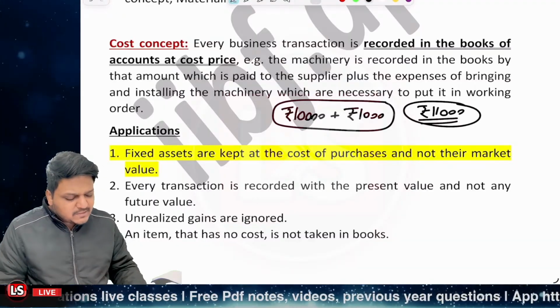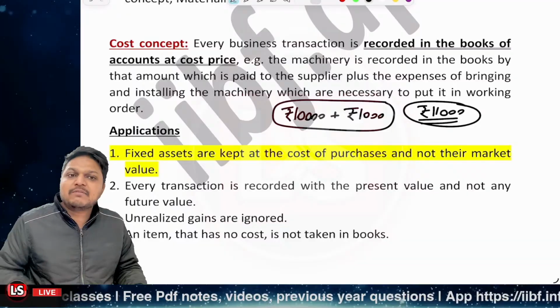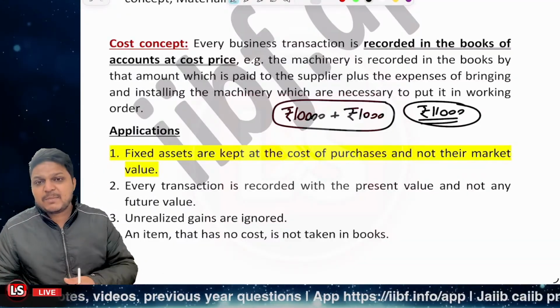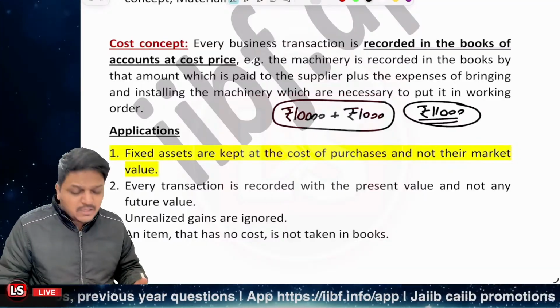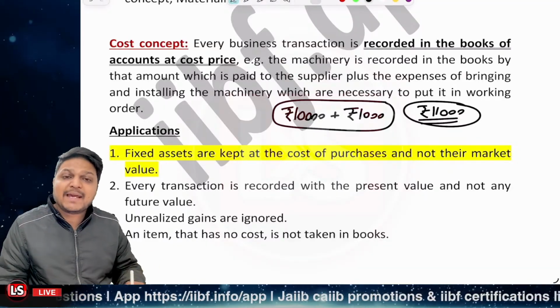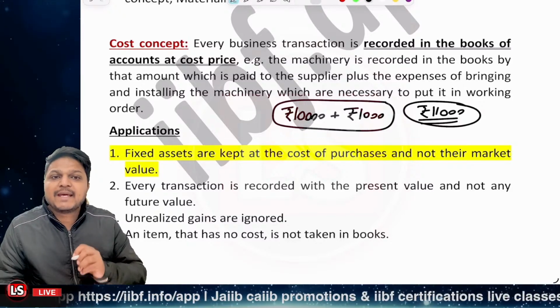Let's say the current price is rupees 15,000, or it could be rupees 7,000. It could be higher than the previous one, or it can be lower. But we are still to record the asset at the cost price at which we acquired it. Keep that in mind.